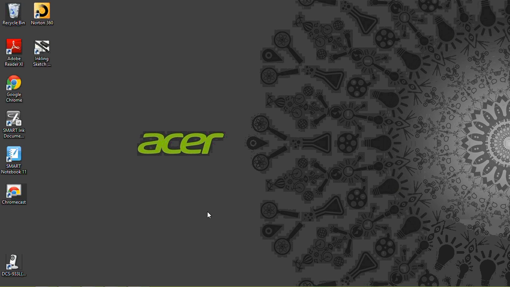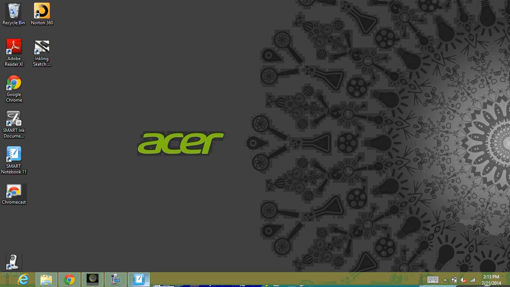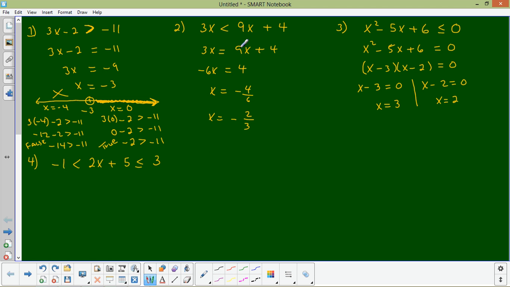And so we'll go back to our notebook here and solve these others. And so not to worry too much about those virtual tools. If you can see them, they get pretty easy to use. I've used the same technique here on number 2. I've got 3x is less than 9x plus 4. I change it to equality and solve it and get x equals negative 2/3.